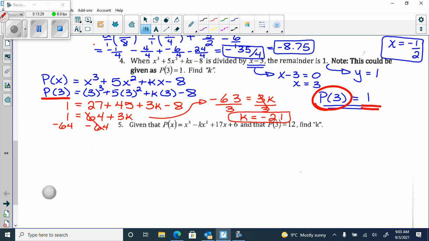What's great about this? We can check every single one of these, because what we're really doing when we're finding remainders is we're finding y values, which means we're finding coordinates. Do you agree? So I want you to go to your y equals on your calculator and type x cubed plus 5x squared minus 21x minus 8, because we can put the minus 21 in for the k now.